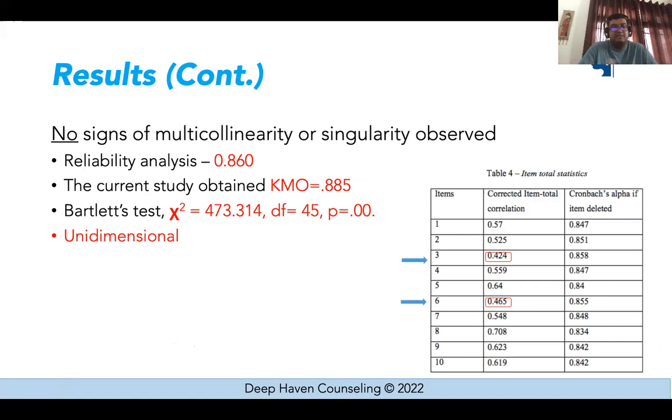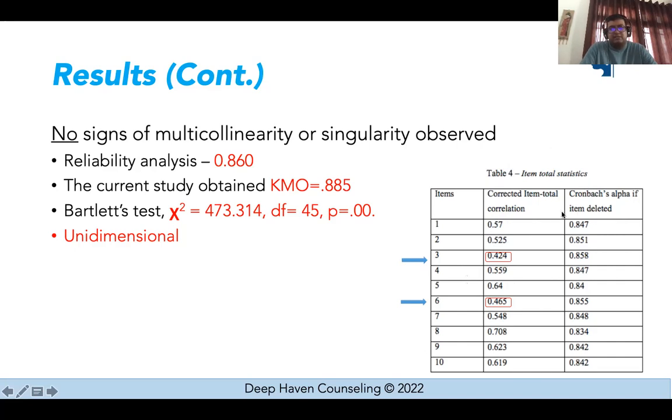And Bartlett's test is also significant. And the scale is unidimensional. Now, that's okay. But let's go into our item total correlation. Now, this is classical test theory, okay? See, the third item and the fourth item, they do have slightly lower scores compared to everything else. Now, these are pretty good. 0.5 and above, 0.6 and above, and all of that.